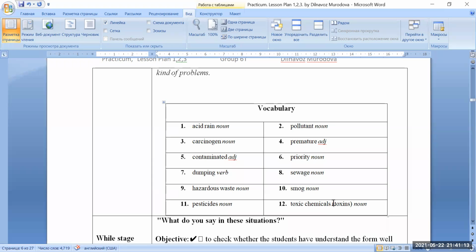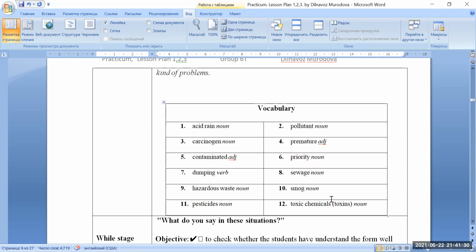For example, if some kind of toxins come from some kind of organism, it can harm another one. It can also kill people. It is a poisonous substance.